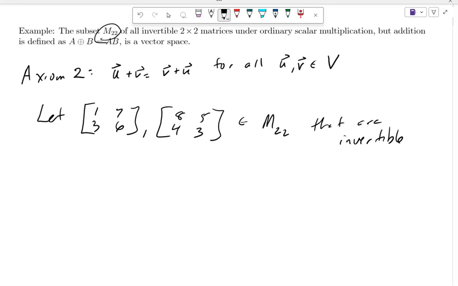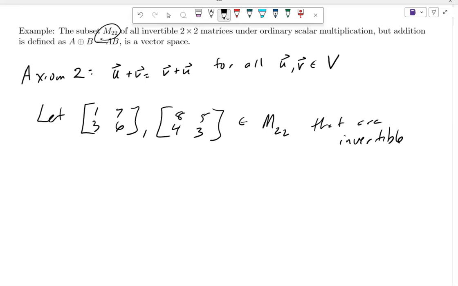No. The first one is what? 6 minus 21, so you get negative 15. The other one's 24 minus 20, you get 4. Yeah, so they're both invertible. So you made a good guess so far. You picked two invertible matrices. So that was good. Okay.